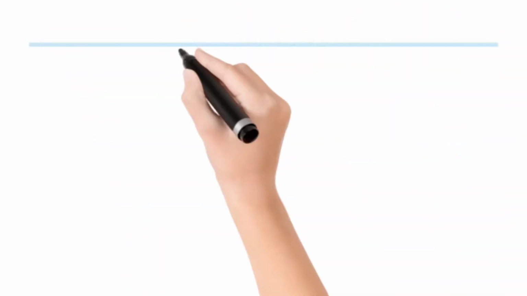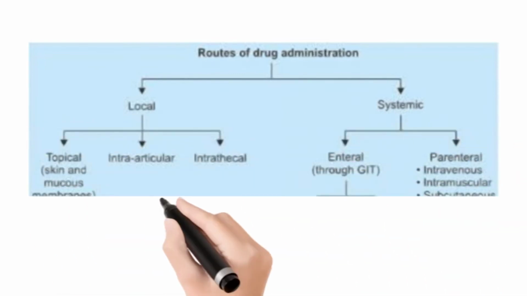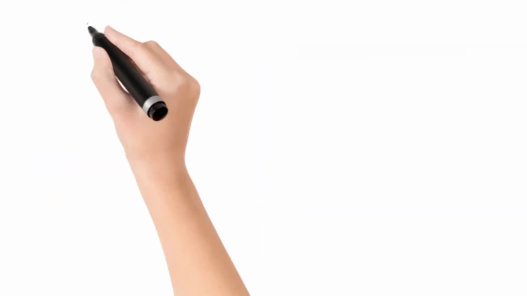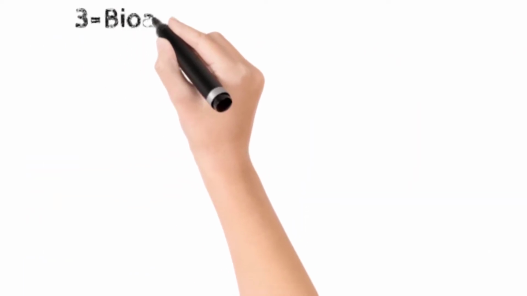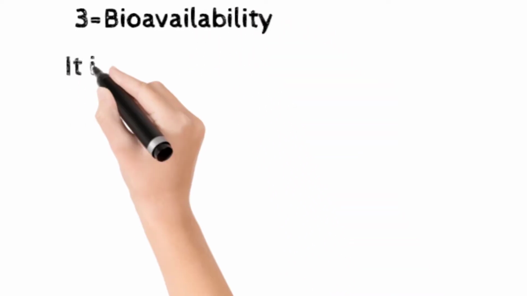Now come to the systemic. In systemic, again we divide into enteral, through the GIT, and then enteral into oral or rectal. Next is the parenteral, other than the GIT. In parenteral: intravenous, intramuscular, subcutaneous, sublingual, inhalational. Now after classification, come to the concept of bioavailability.